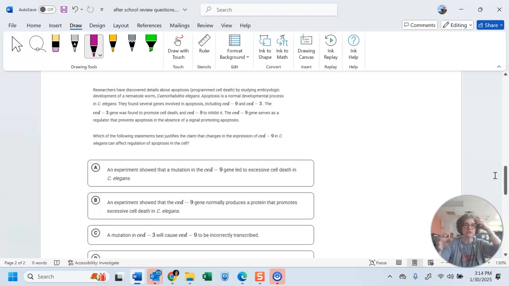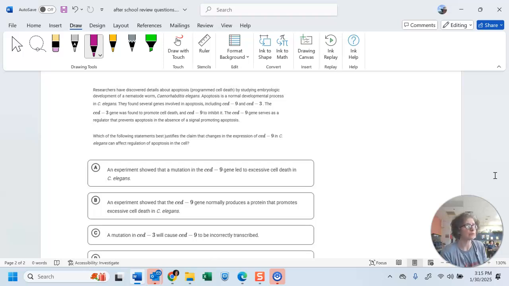All right. Researchers have discovered details about apoptosis. I love the word apoptosis. It's such a fun word. It just means programmed cell death, literally. And that might sound like a bad thing, except think about the fact that you have fingers that can move independently. The only reason you have fingers that can move independently is because at some point in your development, when you were a fetus, they were paddles. And the cells between your fingers were programmed to die so that you had separate fingers. That is actually apoptosis.